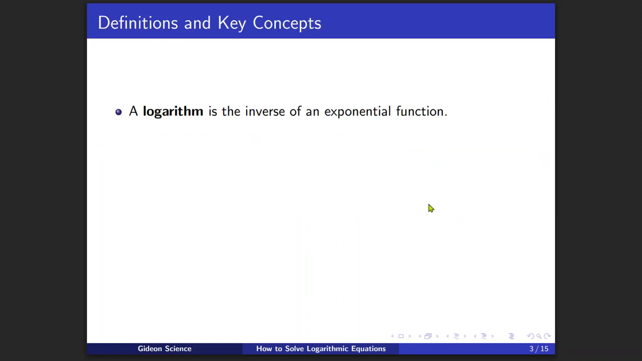So, what is a logarithm? A logarithm is the inverse of an exponential function. If b to the power of y equals x, then log x base b equals y.